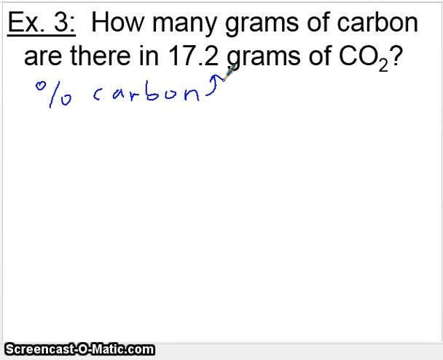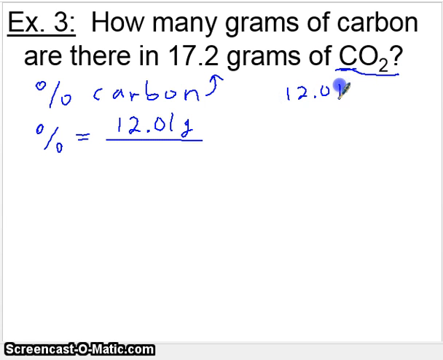So the first thing, to find the percent of carbon, we take the mass of carbon. Let's first find the percent. The mass of carbon, which is 12.01 grams, divided by the mass of the whole thing. Now the mass of the whole thing, we have 12.01 for carbon, and we have 16.00 for oxygen. There are two oxygens, so the total mass should be 44.01. So this is the total mass.